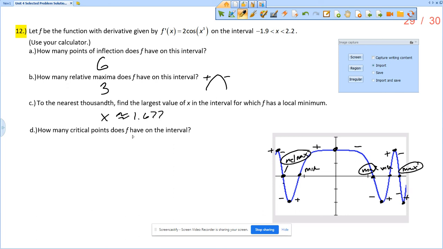And then lastly, how many critical points does f have on the interval? Remember the interval is negative 1.9 to positive 2.2, not including those endpoints. Critical numbers are locations where f prime is either 0 or undefined. It is never undefined, but you do see that it is 0, 1, 2, 3, 4, 5 times. So the answer is 5. All right, so that is problem number 12.